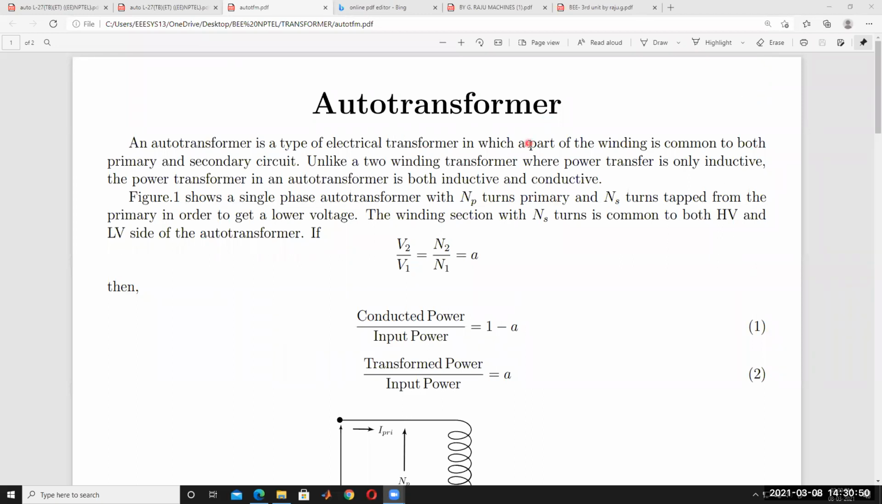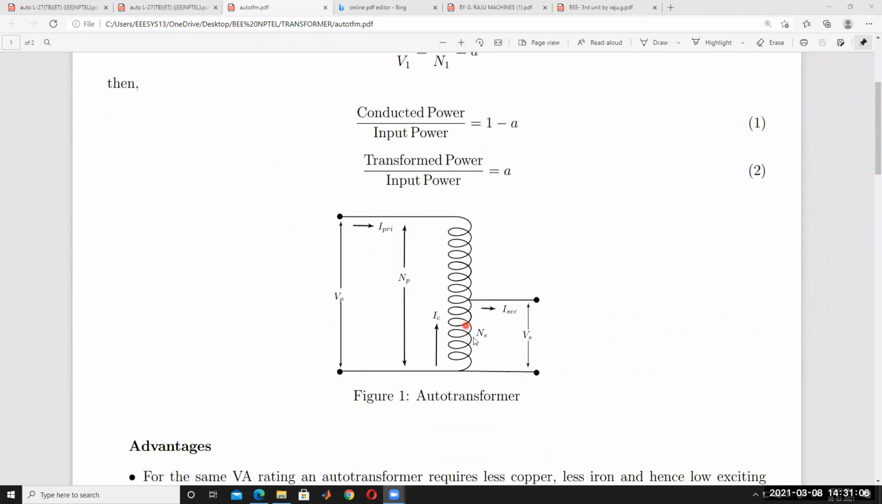Auto transformer. Here, an auto transformer is a type of electrical transformer in which part of the winding is common to both the primary and secondary circuits. So this part of the winding is common to both primary and secondary.